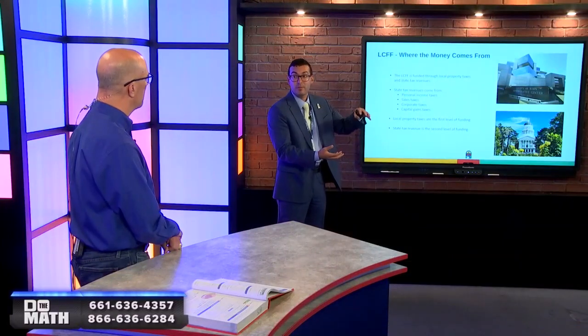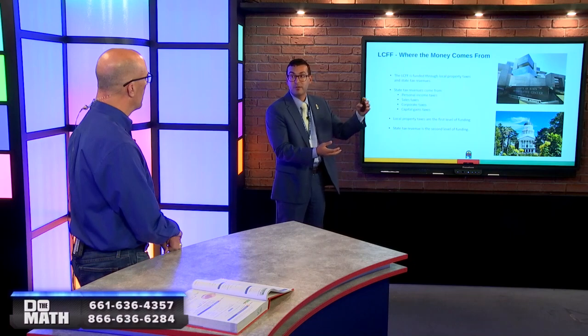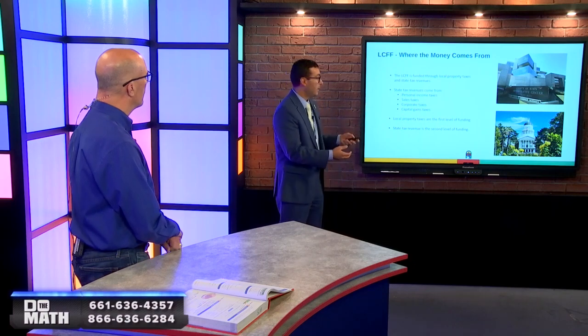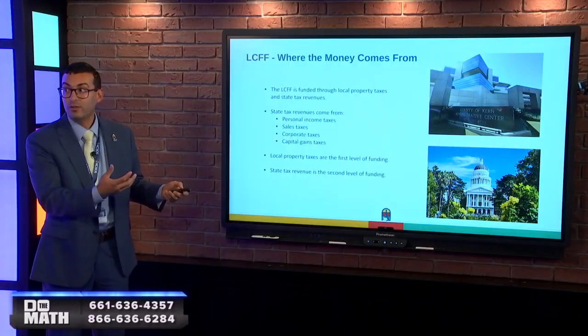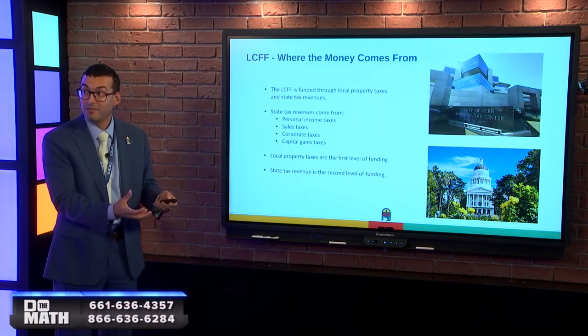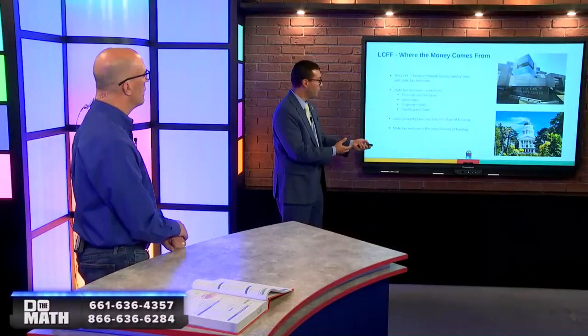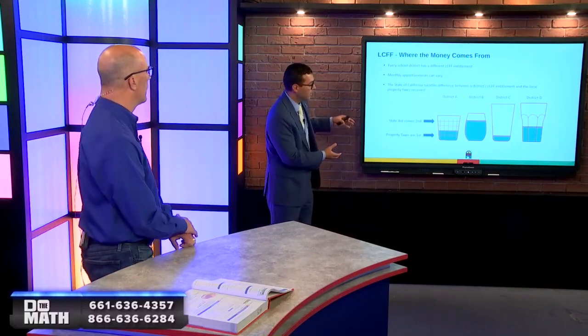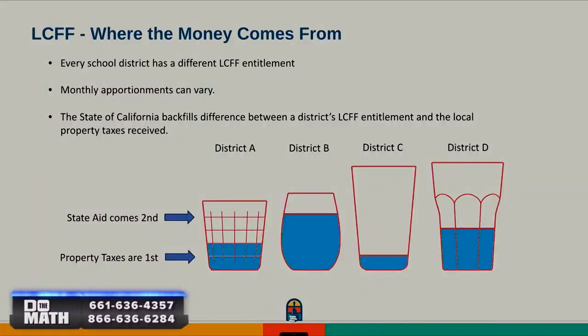So districts that are funded from the state receive money from those sources. Another part of that is local property taxes. That money is actually what comes in first to districts. And I've got a little visual on this next page that shows when districts receive property taxes, they receive that first. So that's the first dollars that flow in.